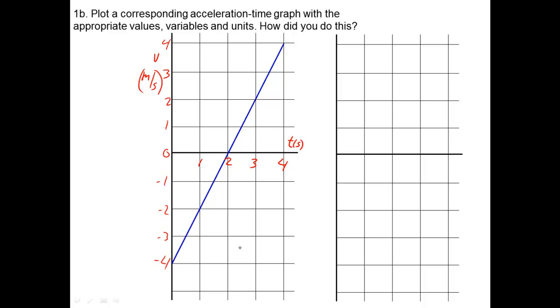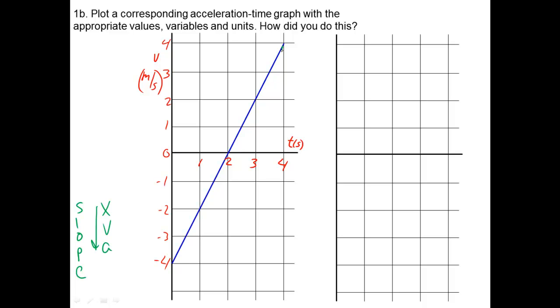For question 1b, it asks us to plot a corresponding acceleration time graph with the appropriate values, variables, and units. It asks us how we did this. Well, if we go back to our mnemonic that says x v a, and we go in this direction, we need to calculate out the slope.